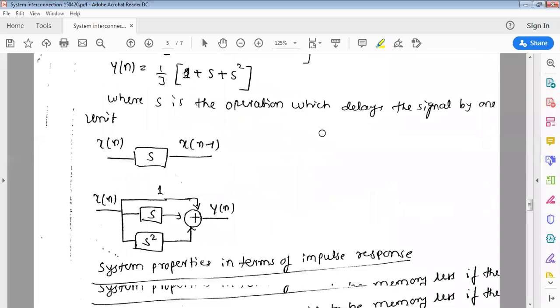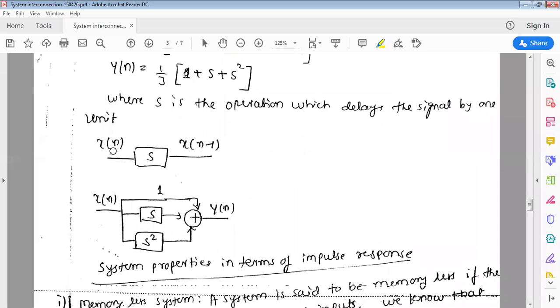Okay, now I'll give a simple function x of n. You already know when you put 1 by s, it will become x of n minus 1. Suppose you want to implement this one, 1 plus s square. So what I will do, 1 by 3 I'll multiply. Pre-multiplication is not shown here. You write 1 by 3, and this will become 1 direct path, and this path plus s square.